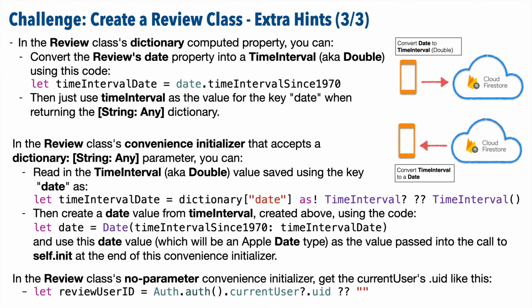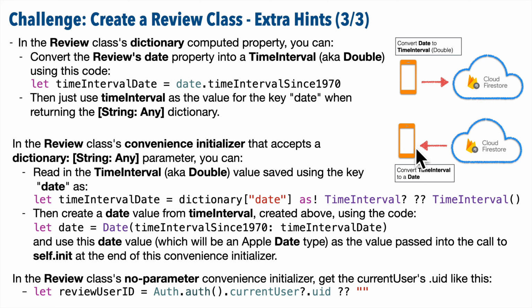Some more hints. When you convert the review's date property into a time interval, which is a Double, what you want to do is create a constant. So you could say something like let timeIntervalDate = date, which is the property inside of the review, .timeIntervalSince1970. Remember, that's a way you can convert any Apple Date into this thing, which is a Double, also called a TimeInterval. Then once you have it as the time interval, that's what you can save out as the value associated with the key-value pair where you're saving out the date. Now that's when you save things out to Cloud Firestore.